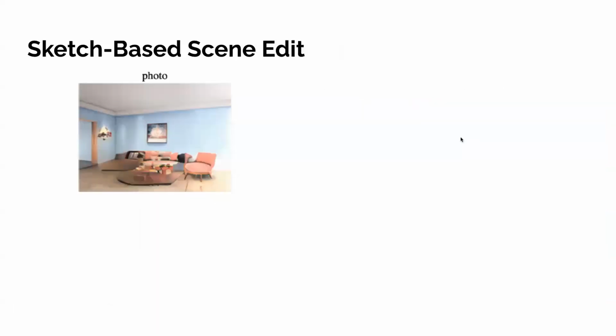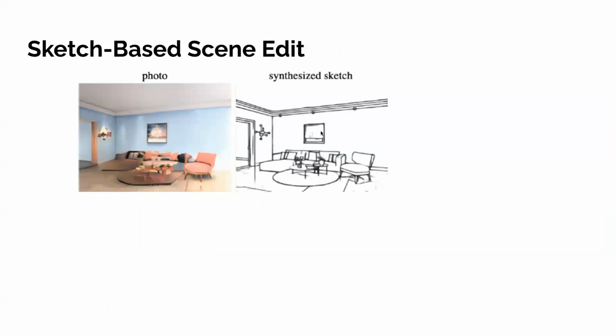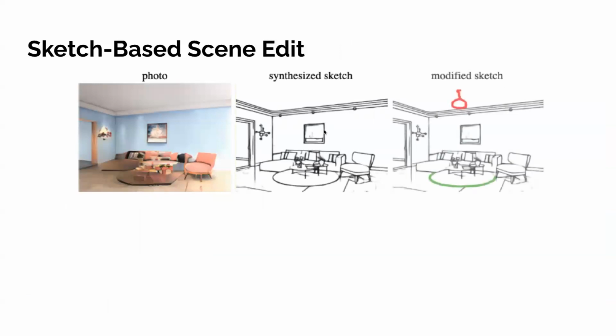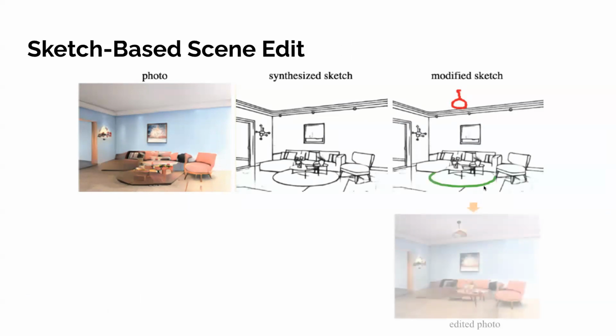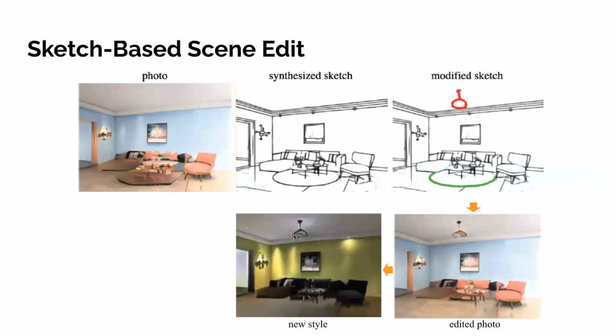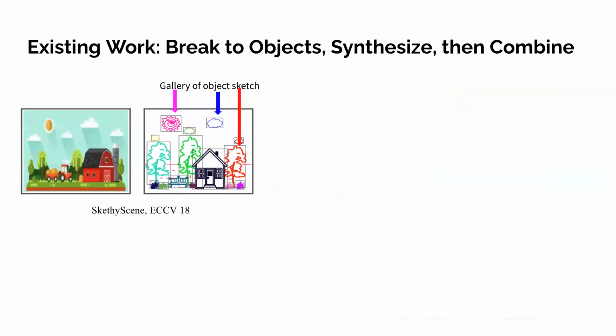Another thing we do is sketch-based scene editing. So if you give a photo to your system, our system first generates a synthesized sketch, and then you could modify the sketch because strokes are easy to change and modify. You could add a lamp and then remove this blanket. And finally, you can generate back a target photo, or edited photo, that has all these additions. You can even change the style based on the previously discussed system.